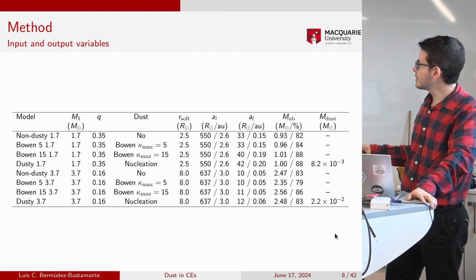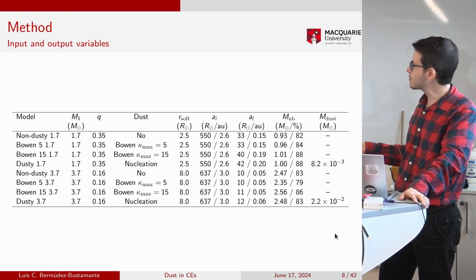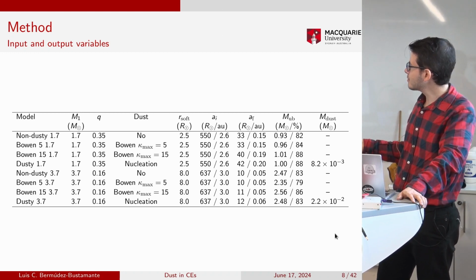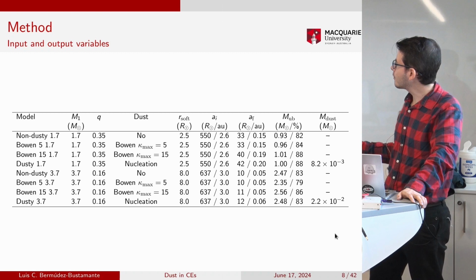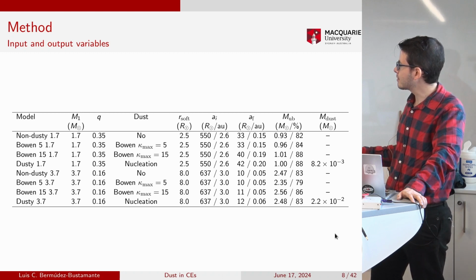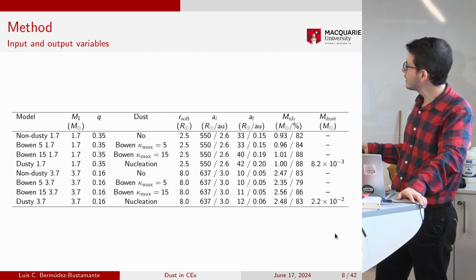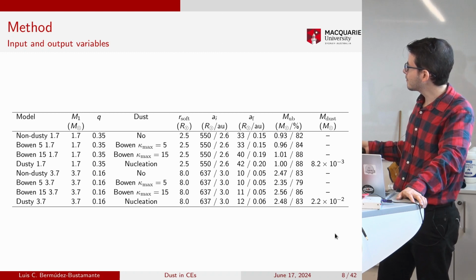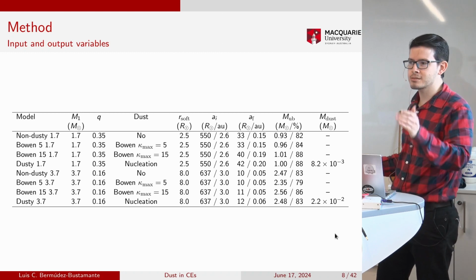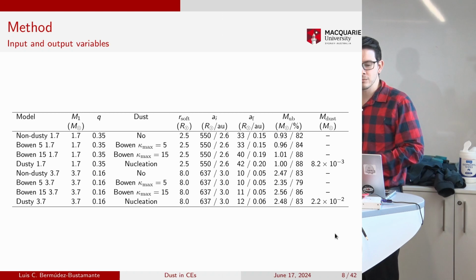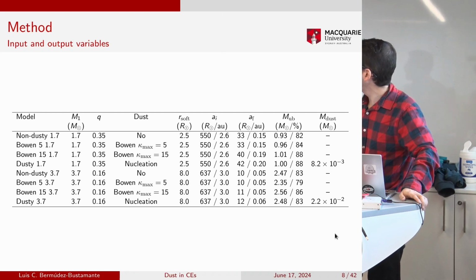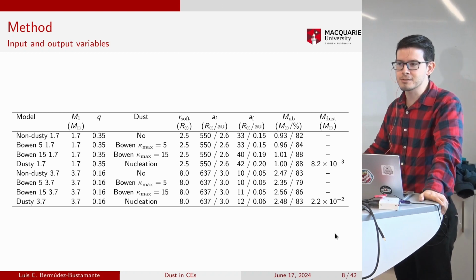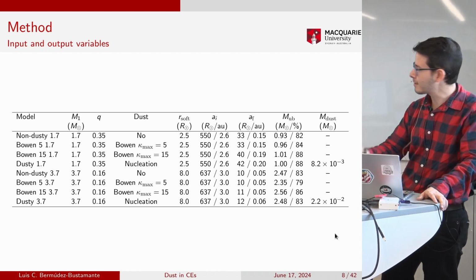Here I show you initial and final orbital separation for the models, the percentage of unbound mass at a specific point in time, and the amount of dust that is formed in these simulations. Note that the amount of dust here is between 10 to the minus 3 and 10 to the minus 2 solar masses. Which units are the opacities? Sorry, it's square centimeters per grain. Yeah, sorry about that.